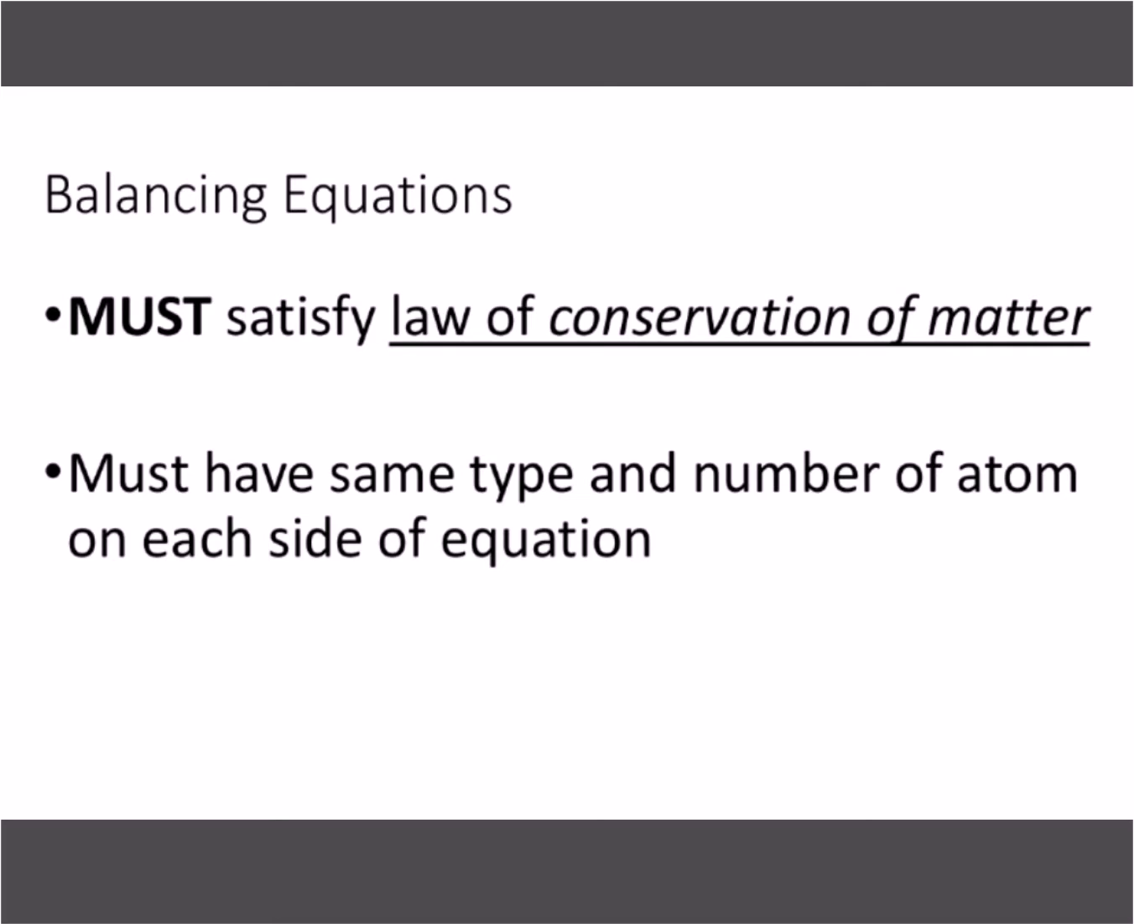Guys, when we balance equations, whatever is on the left-hand side of the arrow, you've got to have the same number of elements on the right-hand side, and that's because of the law of conservation of matter. All right, the law of conservation of matter must be satisfied. Matter cannot be created or destroyed in ordinary chemical reactions. All the reactions we're looking at are ordinary chemical reactions. The ones that aren't ordinary are things like the atomic bomb, nuclear chemistry.